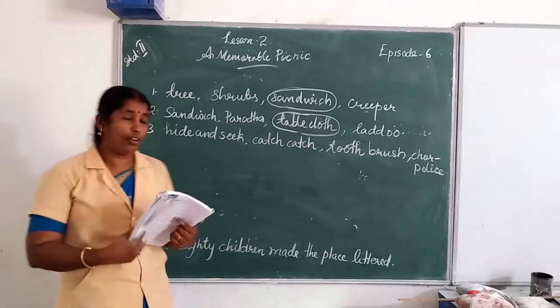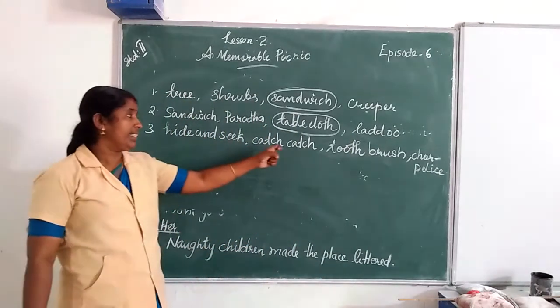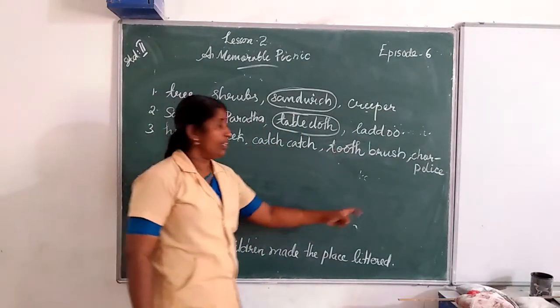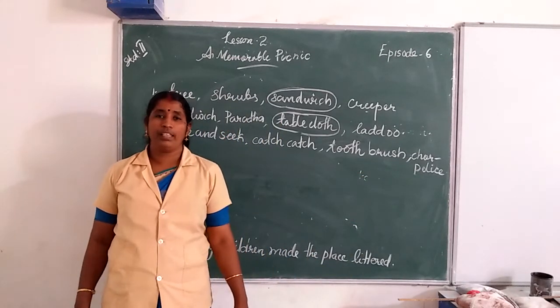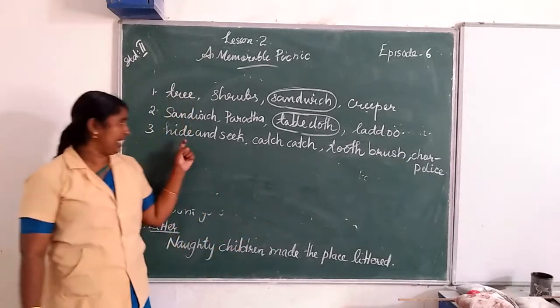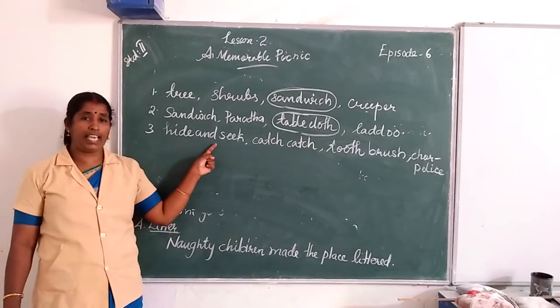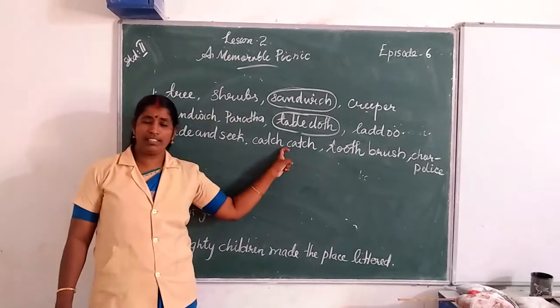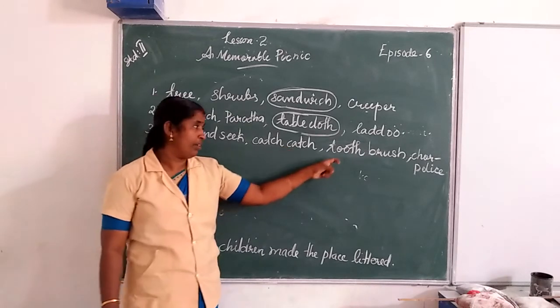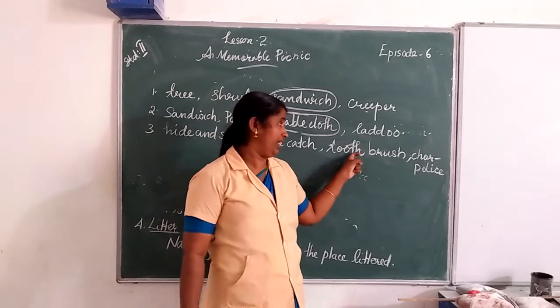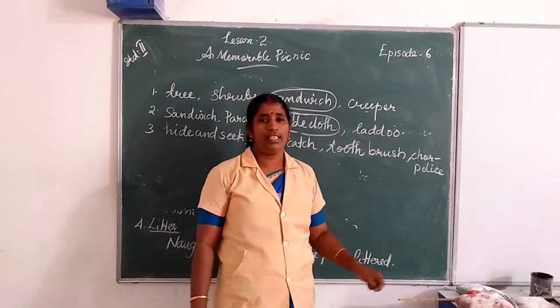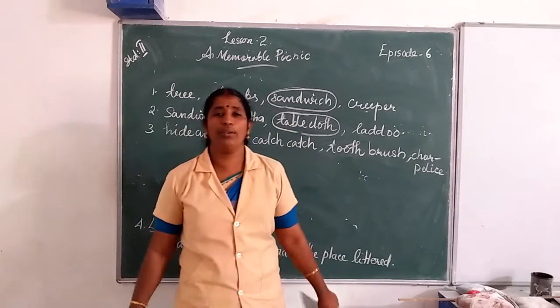Police. Which are the four words? Hide and seek, catch, toothbrush, police. Which is the odd one among these? Can you say? What is hide and seek? It's a game. Catch is also a game. Toothbrush is the thing we use to brush our teeth. Police is a game. Then which is the odd one?